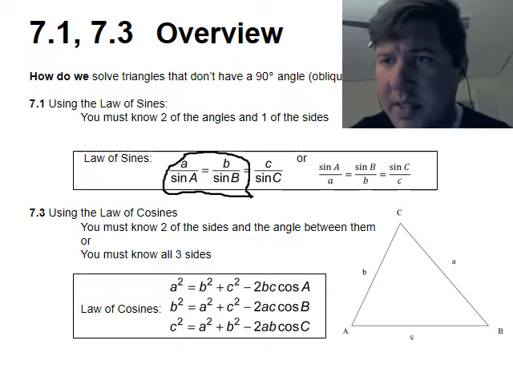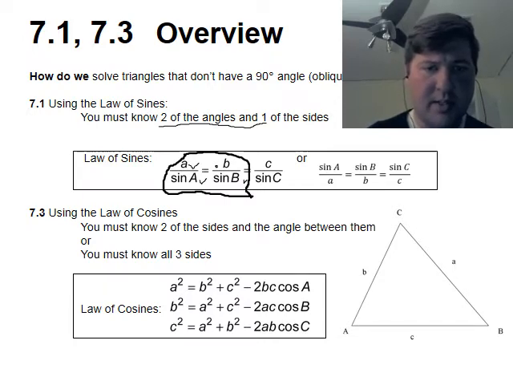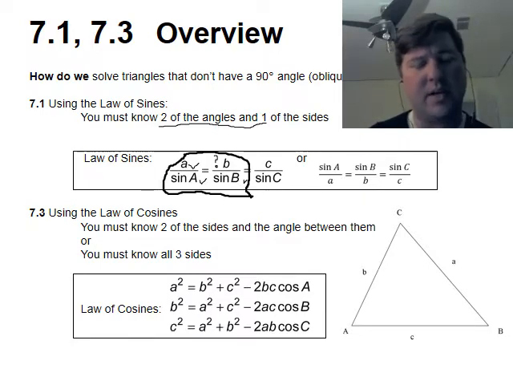Let me change my pen here. Okay. If you know two of the angles and one of the sides, well, we know uppercase A, we know uppercase B, and we would know one of these two sides. Let's say we know side A. Then we've got an equation that we can solve for that one unknown, that lowercase b that we don't know. So that's typically how it works.